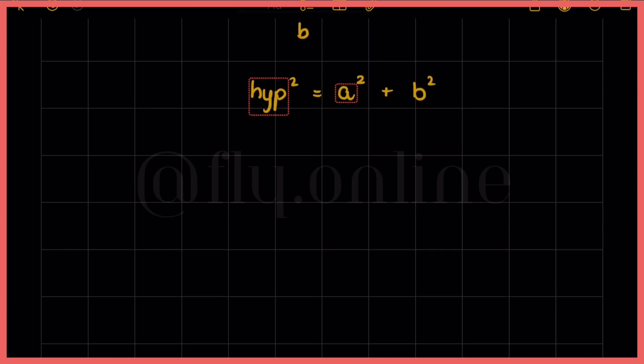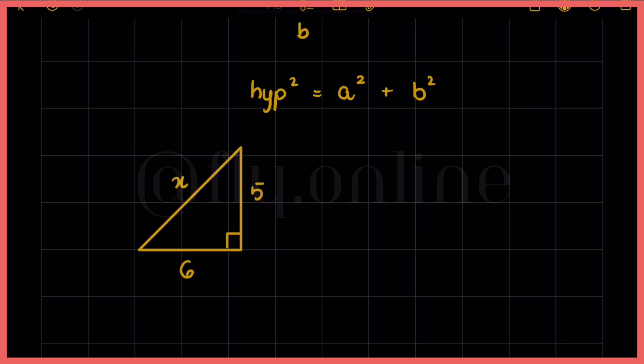Now let's suppose we have a triangle with hypotenuse that is unknown to us, side 1 which is 5 and side 2 that is 6. We'll try to implement the Pythagoras theorem in here in order to figure out the value of x. We can write it down as h squared equals a squared plus b squared. h squared will be equal to 5 squared plus 6 squared.